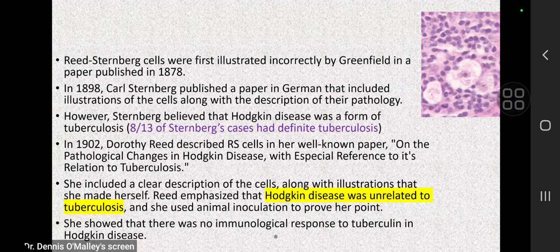Now, the clever medical student Dorothy Reed described the RS cells in her well-known paper on the pathologic changes in Hodgkin disease with a special reference to its relation to tuberculosis. She clearly described the Hodgkin cells and emphasized that it was not related to tuberculosis, and even did an animal inoculation to show that her cases did not develop tuberculosis and that this was something separate and different. So, when we have the European Sternberg-Reed cells and the American Reed-Sternberg cells, I'm going to lean towards Reed-Sternberg because she didn't think it was tuberculosis.